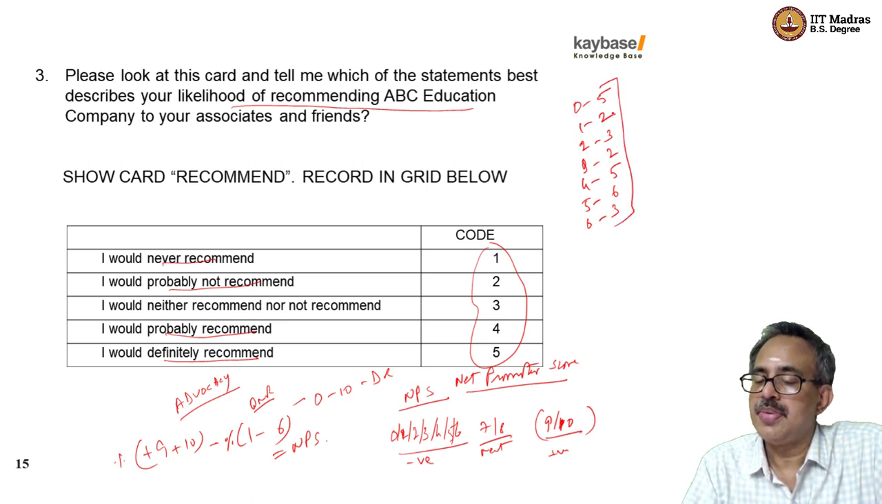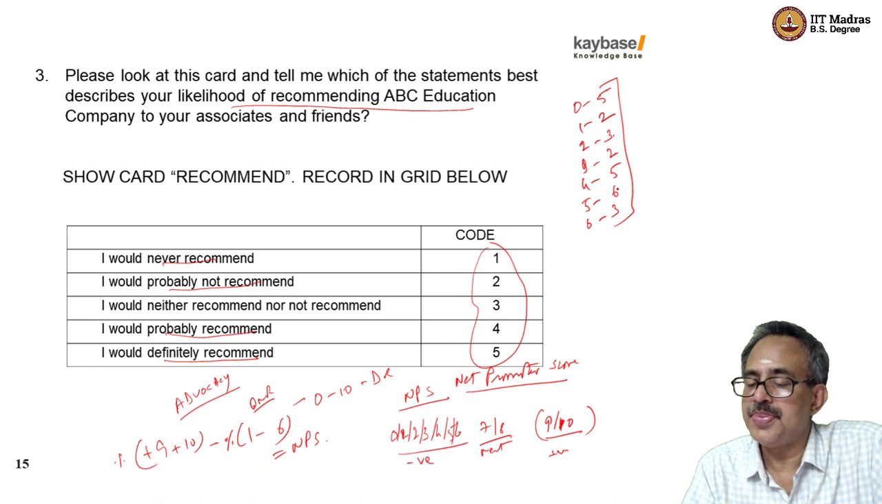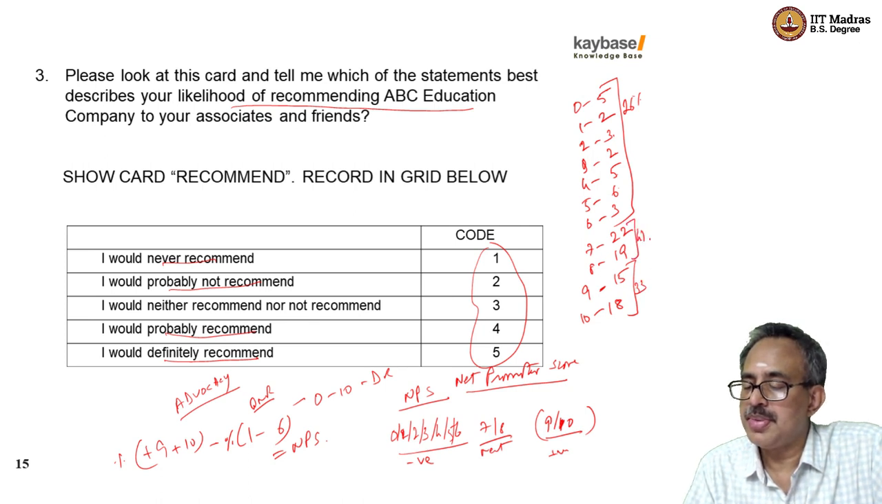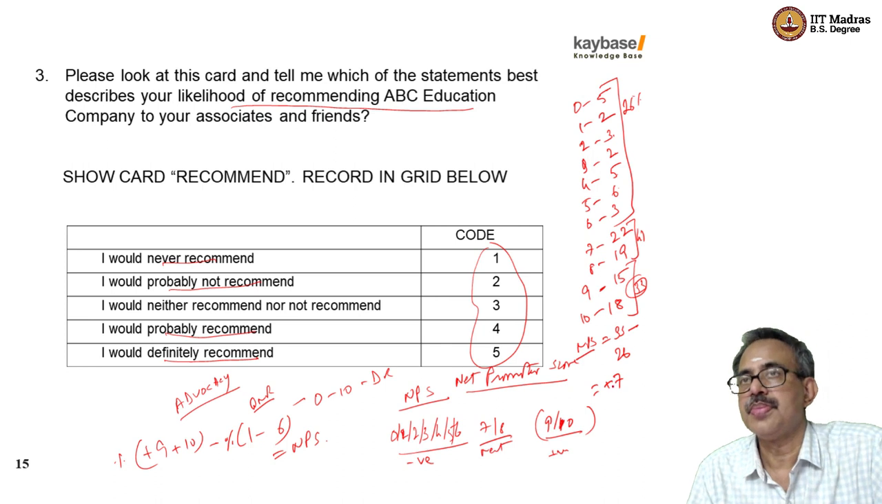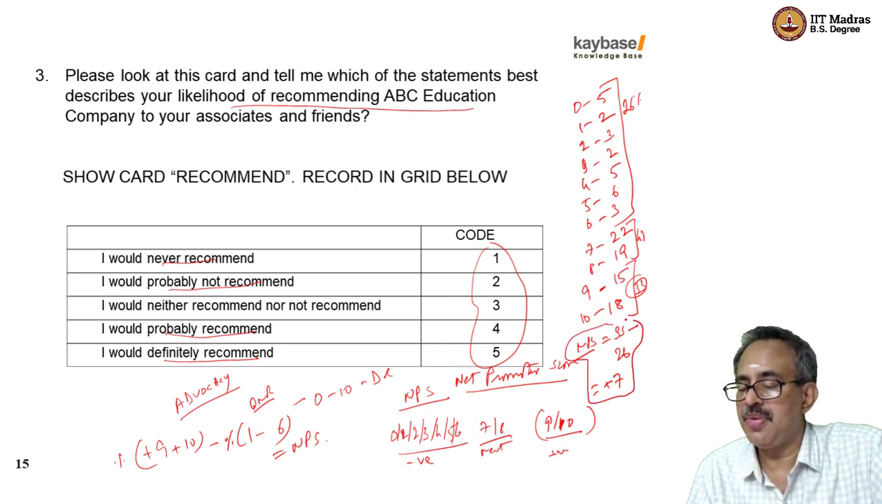So this is 5 plus 2, 7 plus 3, 10, 12, 17, 23, 26. Am I right? Let's say 7 is given by 22 people, 8 by 19 people, 9 by 15 people, and 10 by 18 people. So 15 plus 18 is 33. This is 41. 33 plus 41 is 100. So your NPS is equal to this 33 minus this 26, equal to plus 7.